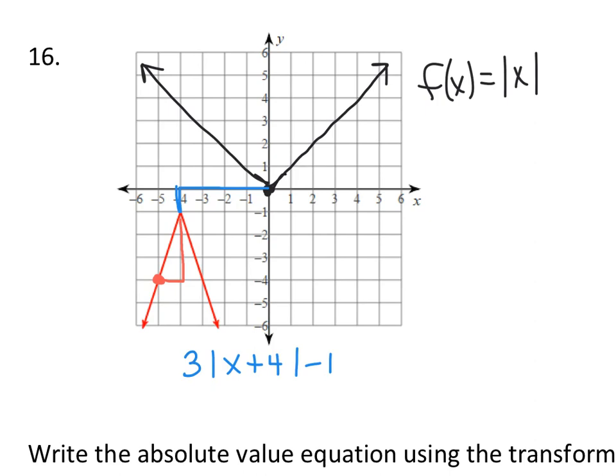Now I have one other transformation that's happening here. This graph is flipped. It's not upright like its parent function. It's upside down. So we know that when that happens, we must have a negative sign here that's causing this reflection. So our equation for this graph is going to be f of x is -3 times the absolute value of x plus 4 minus 1. Oops, I forgot my equal sign. Equals. And that's it.